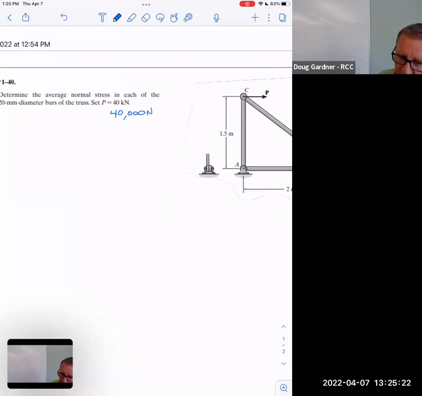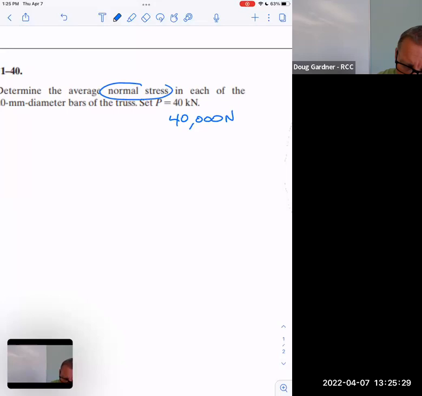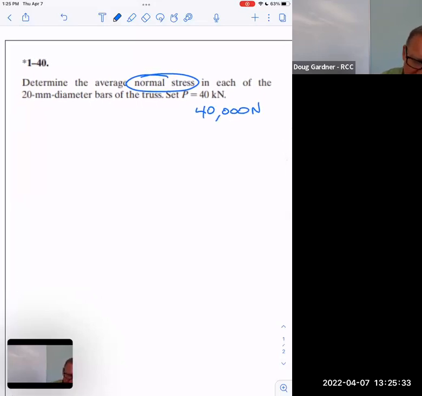But notice this force is actually not pushing directly on anything. And so what they're asking me here is to determine the average, again, normal stress, perpendicular stress in each of the 20 millimeter diameter bars. Darn, millimeters, right? That's not meters. Let's see, bars, 20 millimeter diameter. Diameter, what's that code for? This is really important. I'm always screwing this up. What shape are those bars? They're circular because of the word diameter. So you got to look for that.